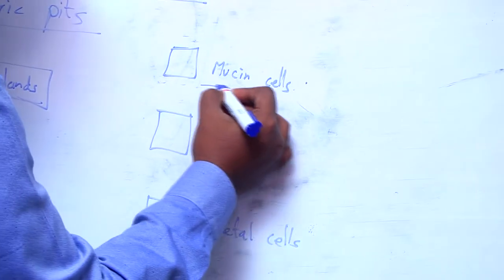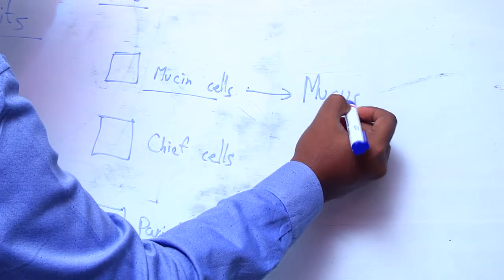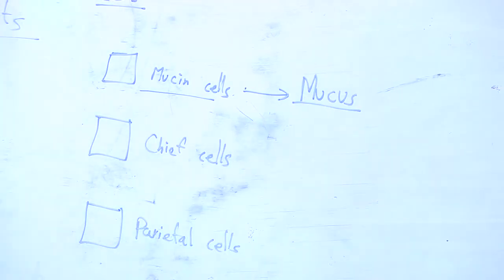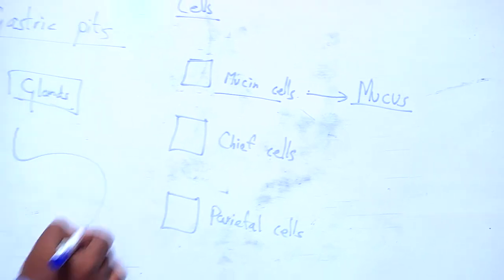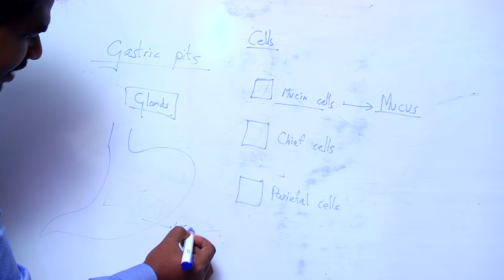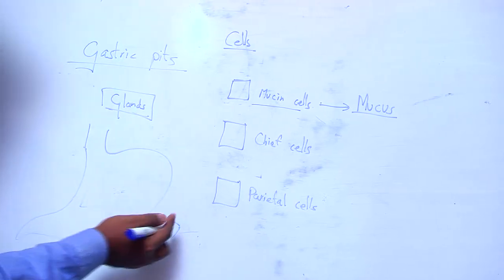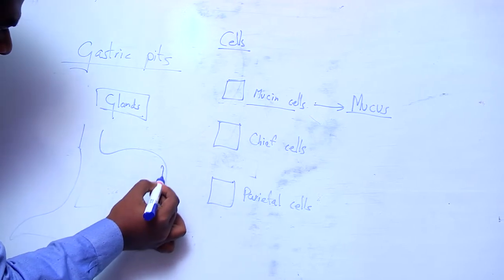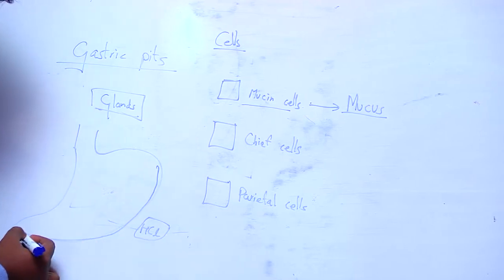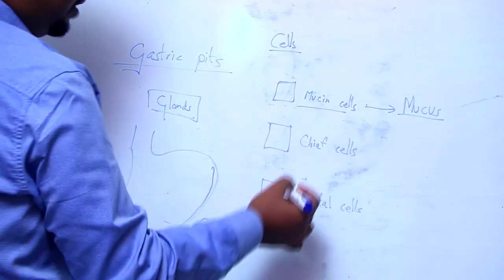So these mucin cells, they secrete mucus. What is the function of the mucus? The mucus serves as a protective function. If this is the stomach, and if hydrochloric acid is being secreted all the time, what will happen to the stomach layer? It may get dissolved. So this mucus forms a whole protective lining around the stomach so that the stomach does not get dissolved. So that is the function of the mucin cells.